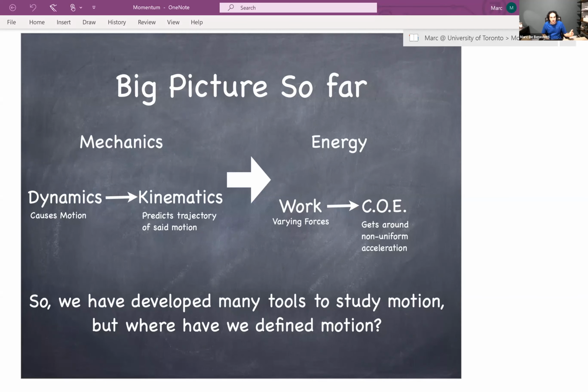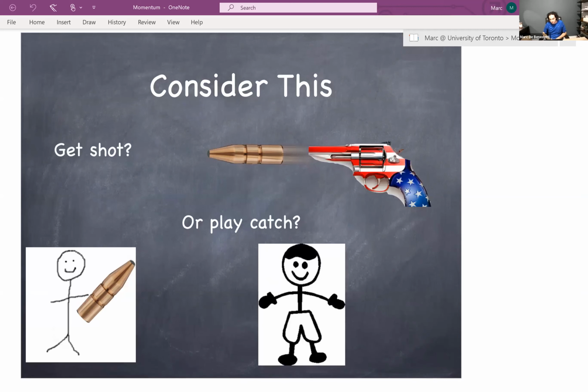So really, what is there left to study? It looks as though we've looked at things that cause motion. We've looked at the trajectory at which motion exists. We've looked at the band-aid fix for when we have a variable force. So what is there left to do? Let me depict for you a thought experiment to motivate where we're going with this.